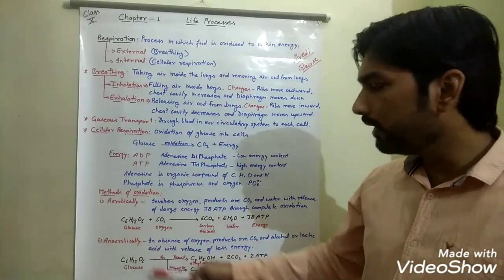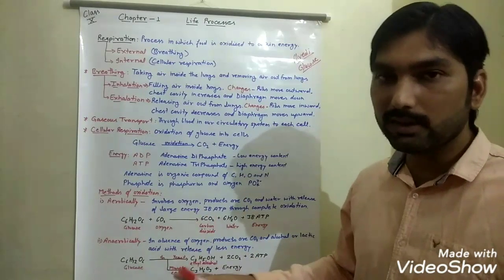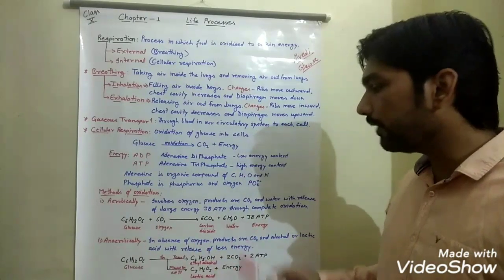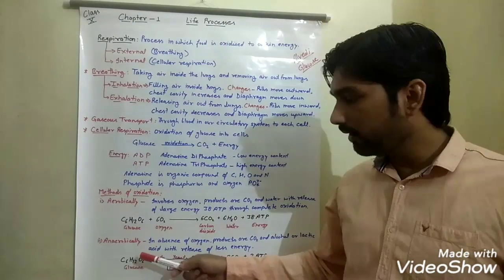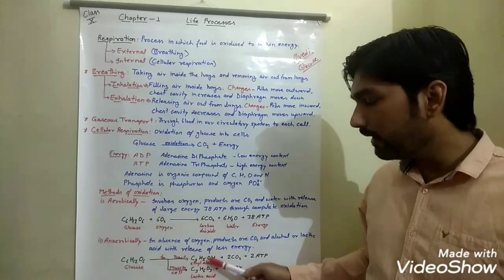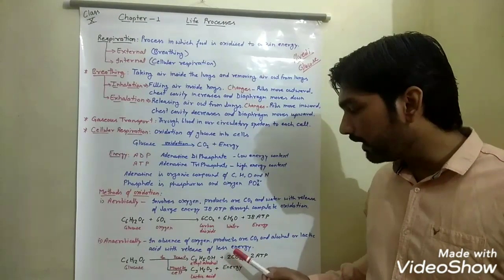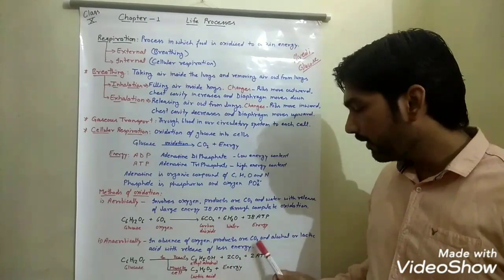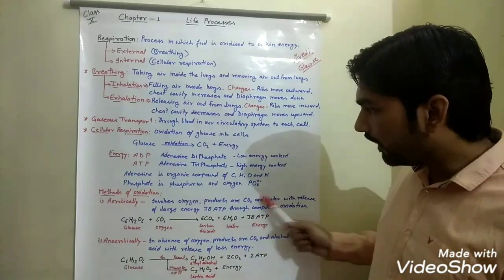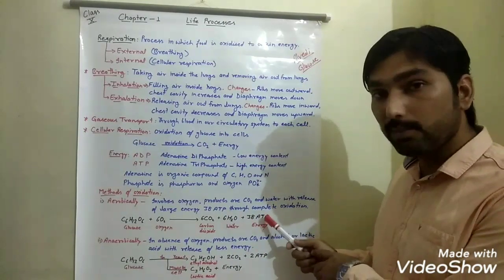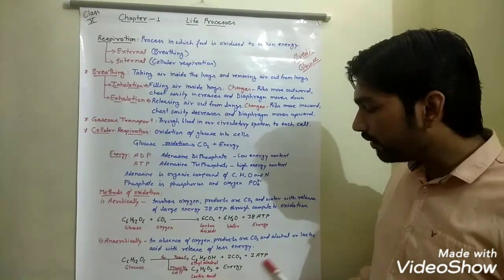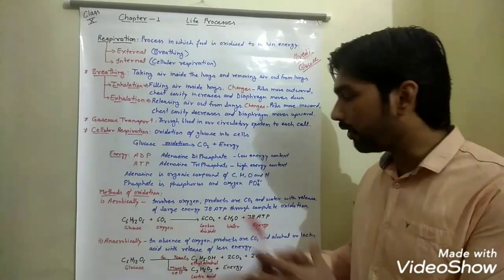So anaerobic respiration, what? It is a respiration that is going to happen in the absence of oxygen, and the products will be, when we are talking about the yeast, the product will be what? Ethyl alcohol and carbon dioxide gas with the release of less amount of energy. You can see the difference here. Here in aerobic respiration 38 ATP are released, but here in anaerobic respiration only 2 ATP are going to form.